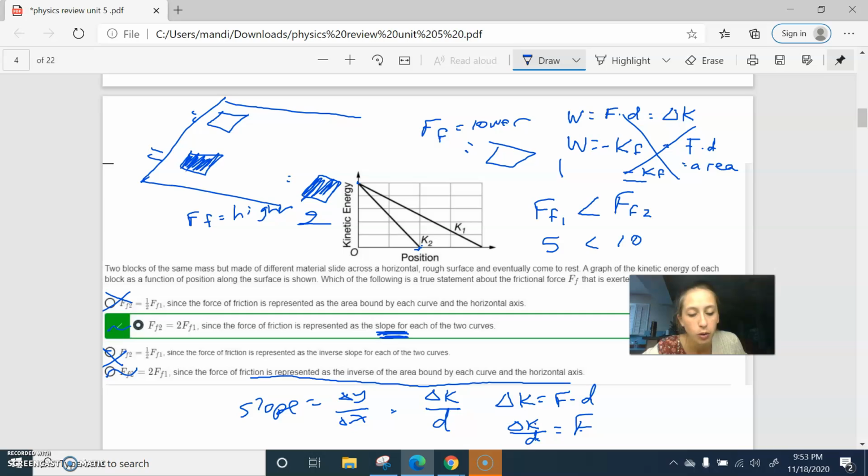So change in y over change in x. This is our y, this is our x. The force of friction is the slope. Why did they say inverse of the slope? Oh, they don't. It is the slope. Okay, good. If it was like d over k, if they were swapped, that would be inverse of the slope, but it is the slope. Wow, that one was really hard. Okay, there's that one.